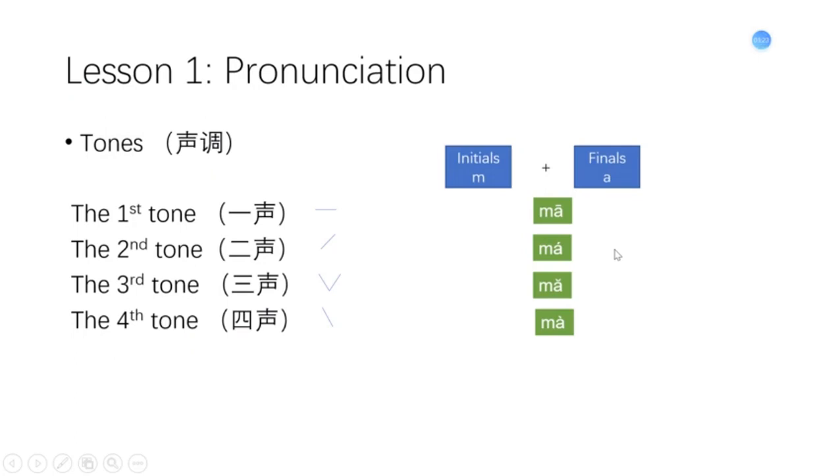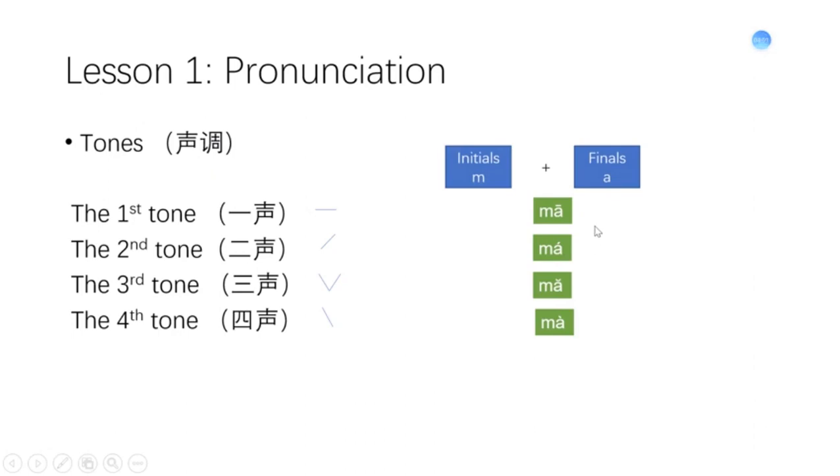So please try to read after me. At the very beginning of learning pronunciation, mimicking is very important. So you use your ear and you try to read after what you hear. Practice again and again, many times, and you can learn the pronunciation of a new language. Okay, so let's read again. Ma, ma, ma, ma. Okay, again. Ma, ma, ma, ma. Okay, so these are the 4 tones in Chinese.